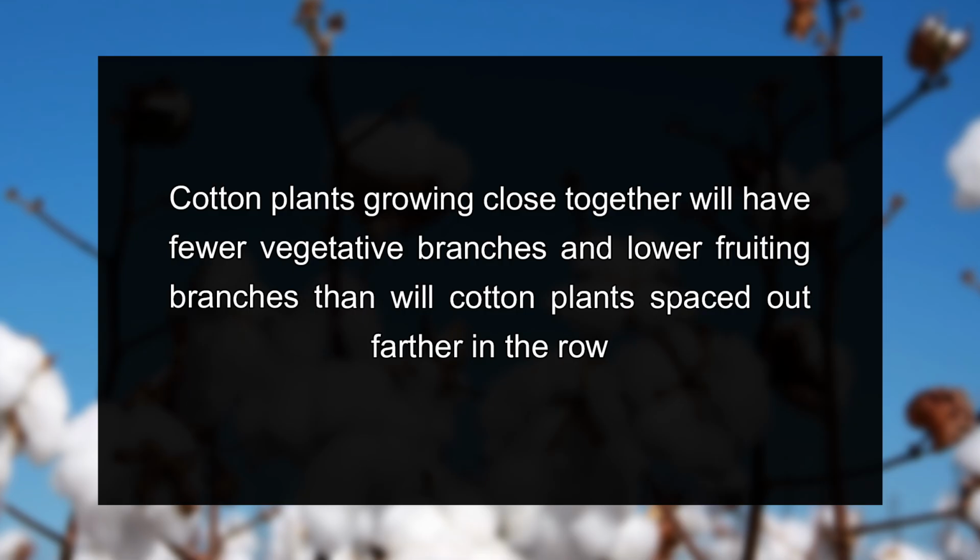In addition to genetic differences, plant population, temperature and stress also influence the location of the first fruiting branch. Cotton plants growing close together will have fewer vegetative branches and lower fruiting branches than will cotton plants spaced out farther in the row. Excessive soil moisture and too much nitrogen early in the plant growth period also will cause the plant to set its first reproductive branch too high on the stem. The higher the first fruiting branch, the longer the plant will take to complete fruiting and to mature its bolls.